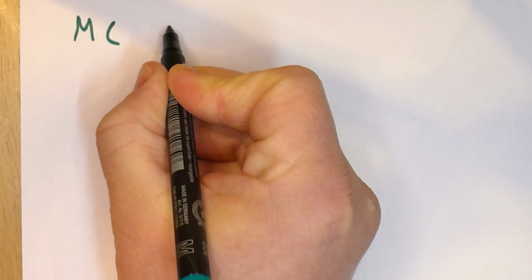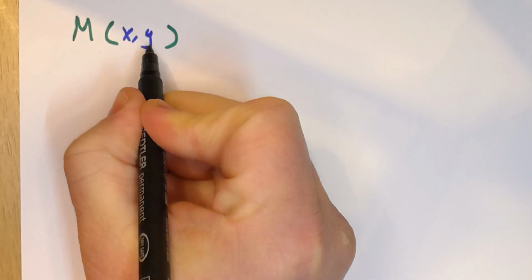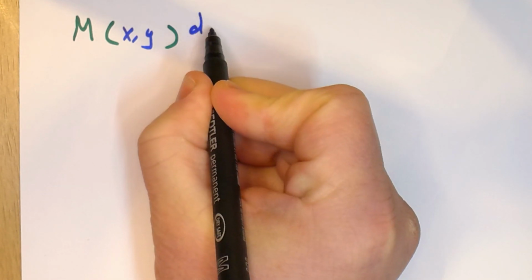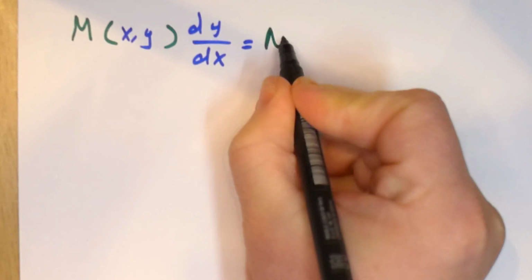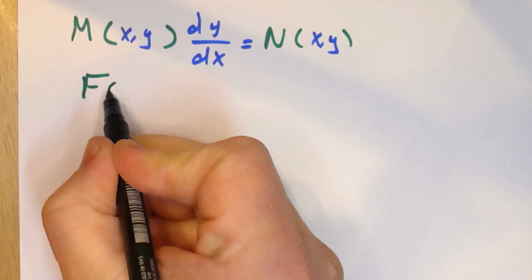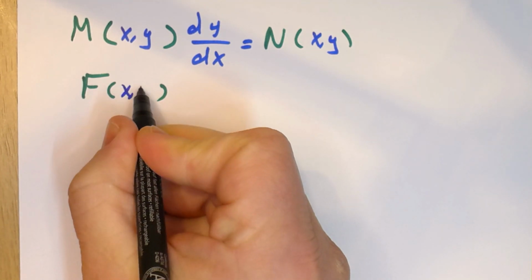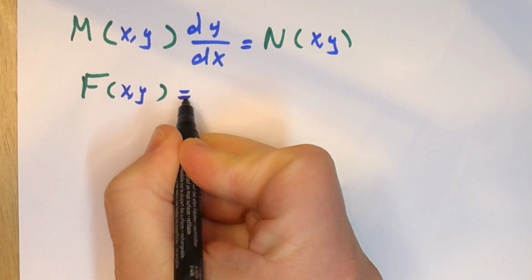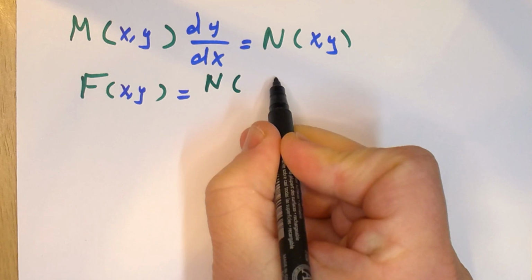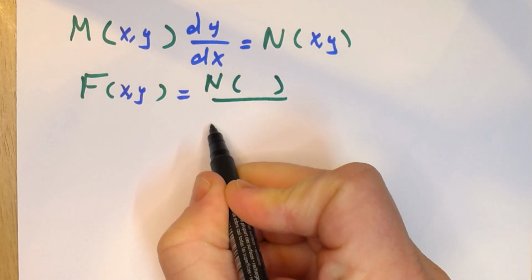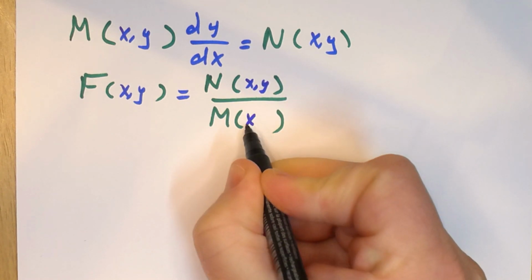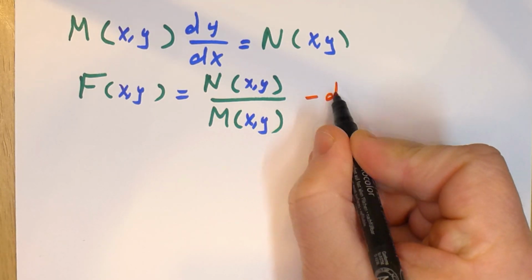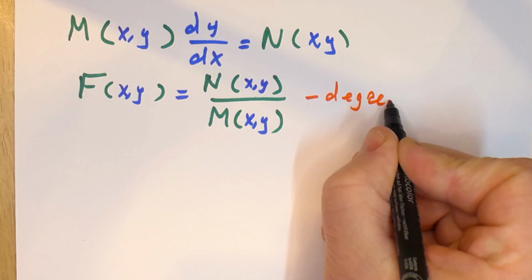Another definition which is very similar. If we write this equation as M(x, y) multiplied by dy over dx equal to N(x, y), then we can rewrite it by introducing the function f(x, y), which is equal to N(x, y) divided by M(x, y). And definitely the degree of this function f should equal 0.